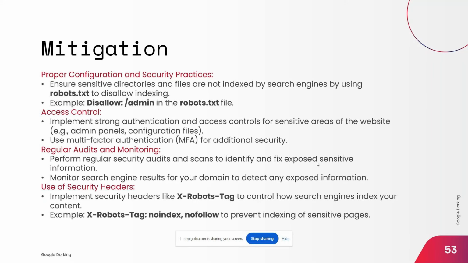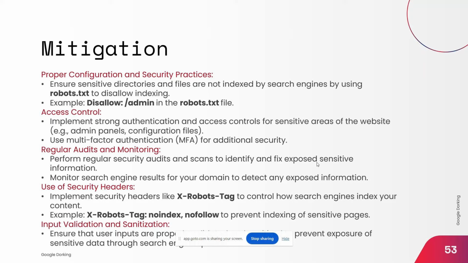You can also use some of the security headers like X-Robots-Tag to control how the search engine indexes your content. Whatever you publish will be indexed directly into the various search engines. To control that indexing, we have directives like noindex or nofollow. Such things can be used for the sensitive pages, so those pages will not be indexed directly into the internet. Even when someone is trying to search for it, they won't be able to get it. And the last one is implementing input validation and sanitization to ensure that user input is properly validated and sanitized to prevent the exposure of sensitive data through search engine queries, maybe like some kind of errors and all.